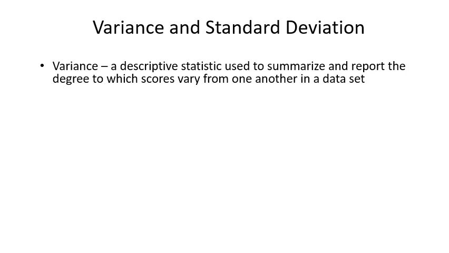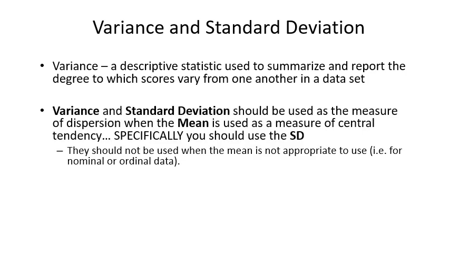So variance is a descriptive statistic used to summarize how scores vary in the data set. The variance and the standard deviation are used with the mean, and specifically we use the standard deviation. Much like the interquartile range got us to the semi-interquartile range, the variance gets us to the standard deviation. But you should not use these when the mean is not appropriate, such as nominal or ordinal data, or when you've got extreme outliers that are messing with your data.